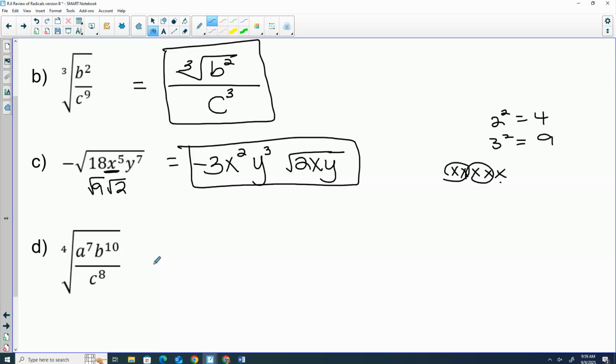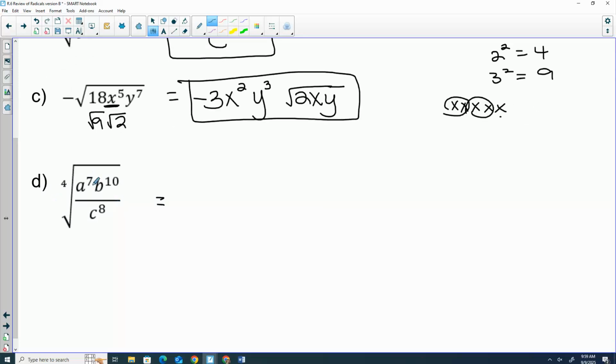All right, D. We just go variable by variable here. So if I have 7 a's, how many groups of 4 can we form? 1 group of 4, and then that would leave us with 3 a's under the radical.